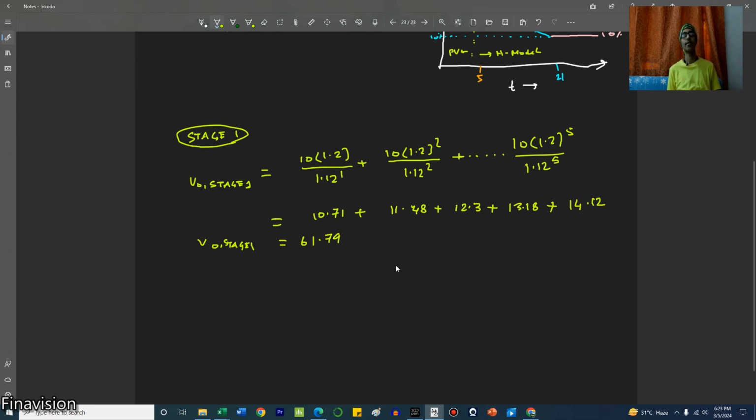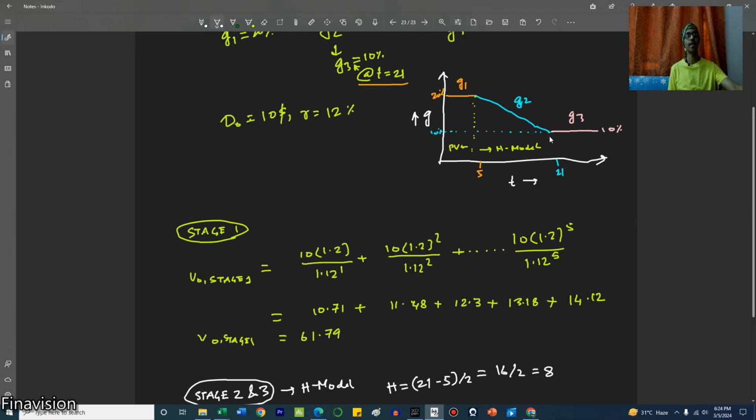Let us now calculate what is the value at stage 2. Stage 2 and 3 actually we will be calculating together, because we will be using an H model for this, right? Because there is a smooth decline. H is equal to 21 minus 5 by 2, is equal to 16 by 2, is equal to 8, right? Because from t is equal to 5 till t is equal to 21 there is a decline. From t is equal to 21 there is a perpetual rate, right?